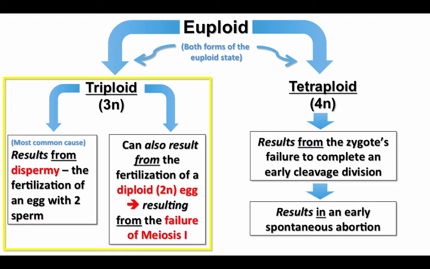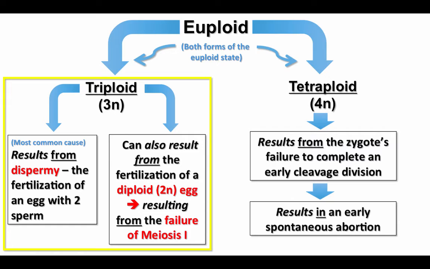So the triploid state can occur via 2 different mechanisms. The most common cause of the triploid state is dispermy. Dispermy occurs when a normal egg with a haploid or N chromosome number is fertilized by 2 normal sperm, which also possess each normal haploid or N chromosome numbers.